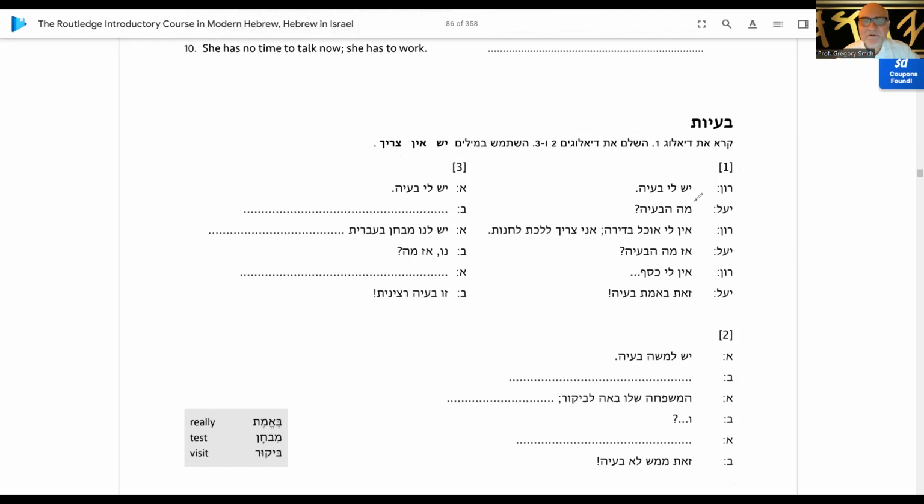Okay, so when they say complete the dialogue, I wonder what they're supposed to be doing here. Oh, I see. This is the example. And then here's how we complete number 1, 2, and 3. We fill in the blanks here.